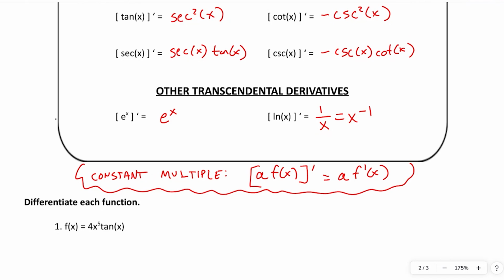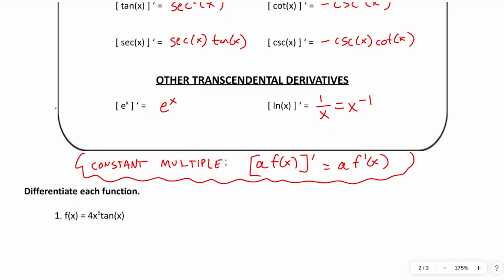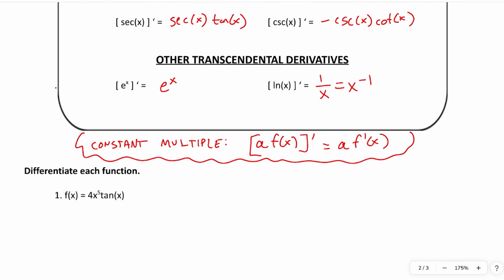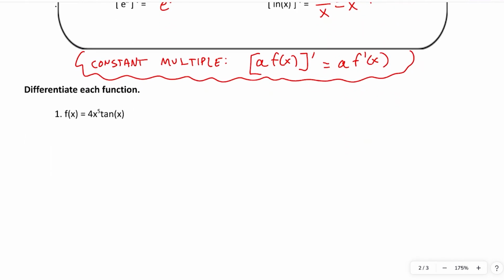All right. So that's everything we know so far, right? These are going to be sort of non-negotiables. You got to know these. All right, so let's do just a little bit of practice. There's no new real rules or anything. We're still going to be using product rule and quotient rule, but we're just going to throw in some of those trig derivatives, these new ones.